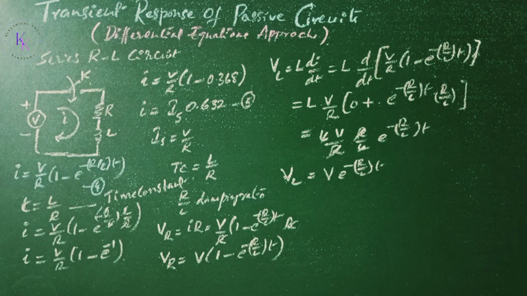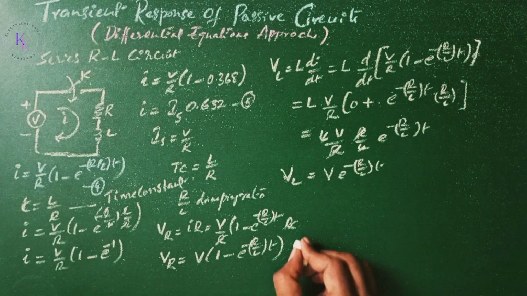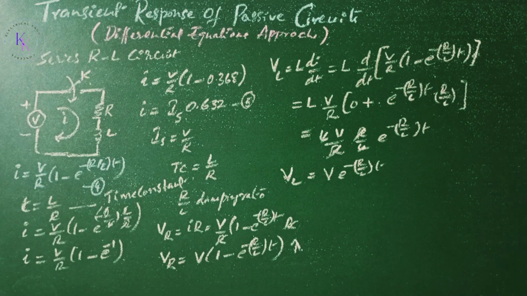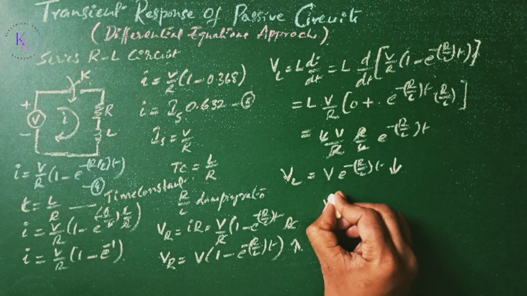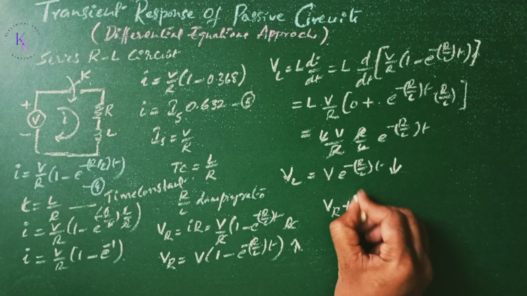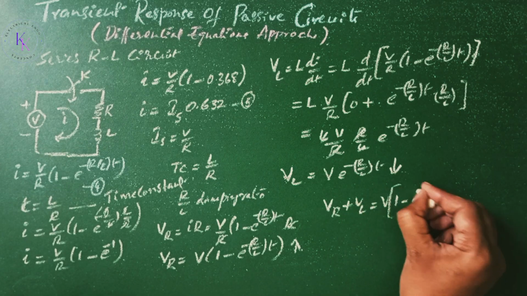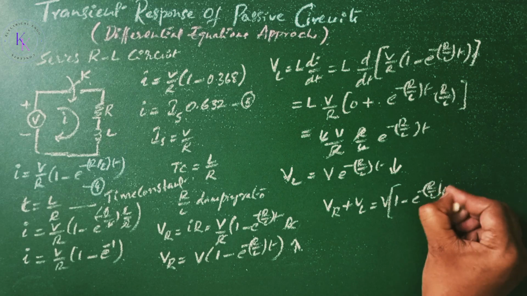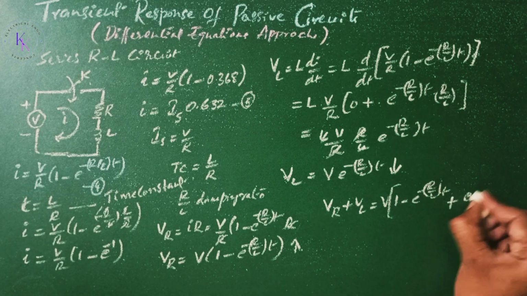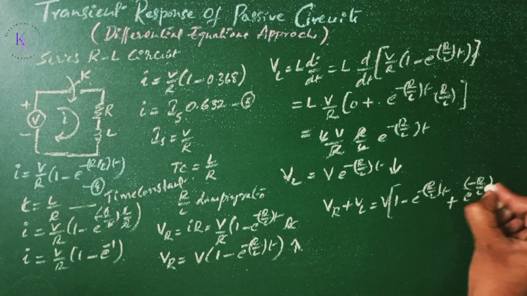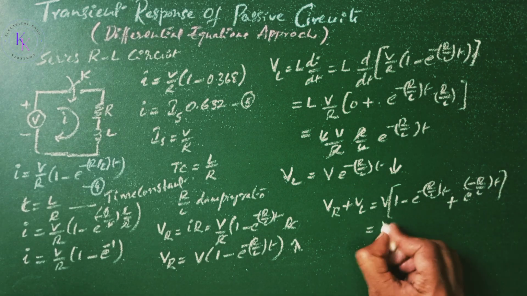Now we observe that the voltage transient across the resistor is exponentially rising, while that across the inductance is exponentially decaying. Now obviously VR plus VL equals V times (1 minus e to the power of minus R by L of t plus e to the power of minus R by L of t), which equals the voltage V.